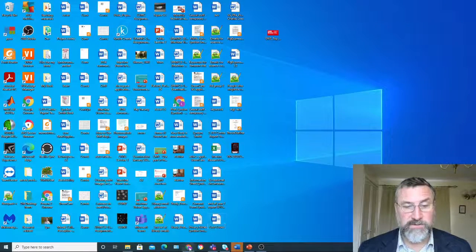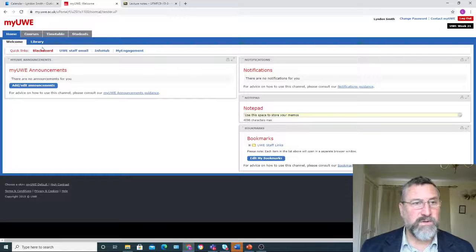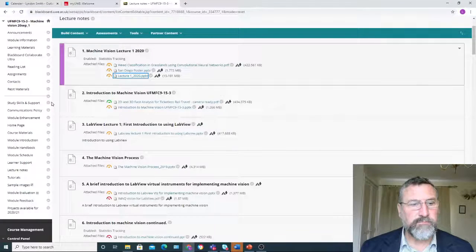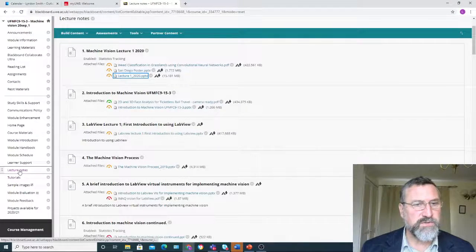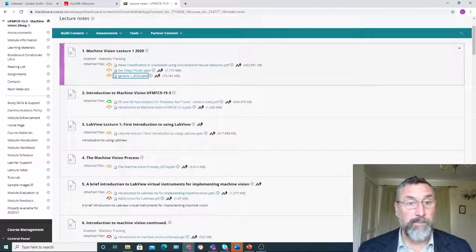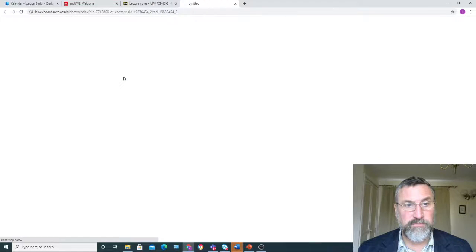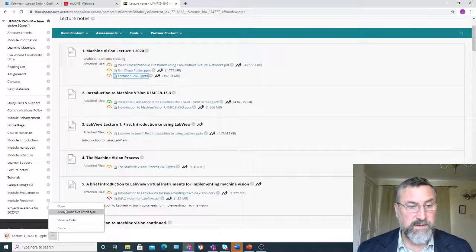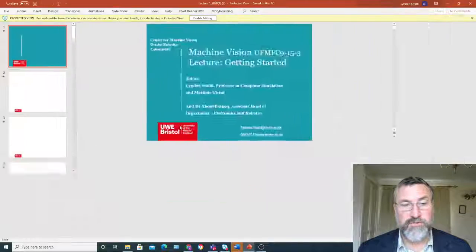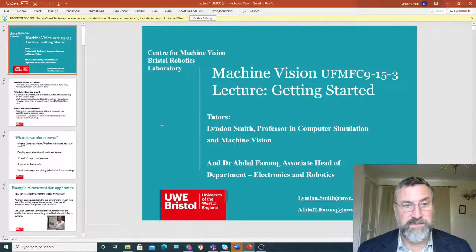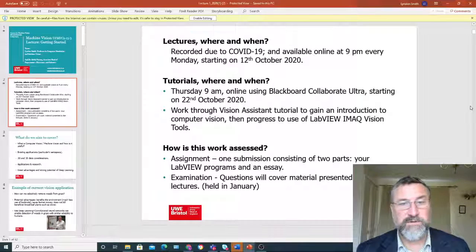So if I just go on to have a quick look at what we've got here. We go to the lecture notes section, of course, on Blackboard for the module. Then the first lecture, just looking at it here, is where I tried to set the scene for machine vision. You remember this? I won't go through all these in detail. I just thought I'd mention one or two.